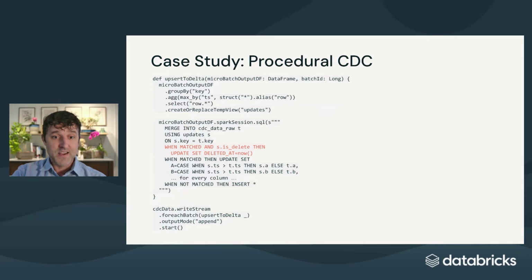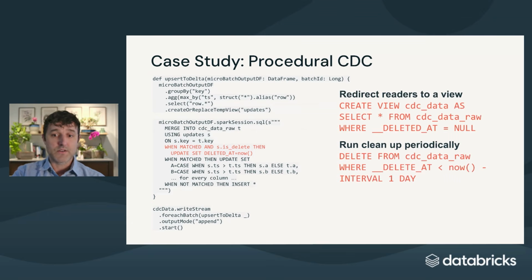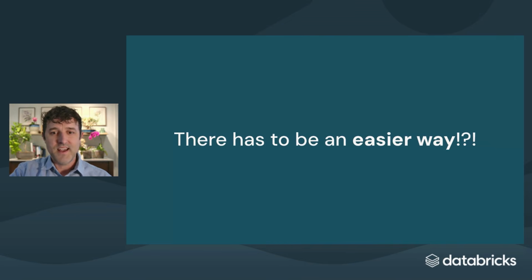So a couple more lines of code, a view that we have to redirect all of our readers to, and this job that will clean up these tombstones periodically. So now we're at 24 plus lines of code, a view, and a cleanup job that we have to manage just to handle this simple use case. And so this leads us to ask, there's got to be an easier way to accomplish that.